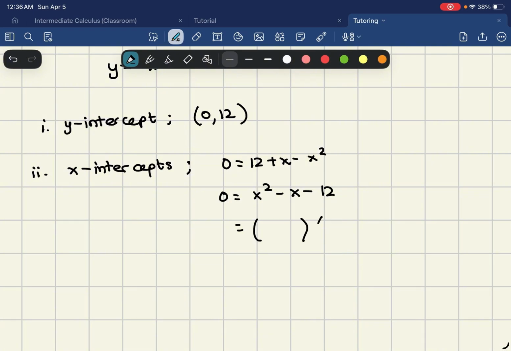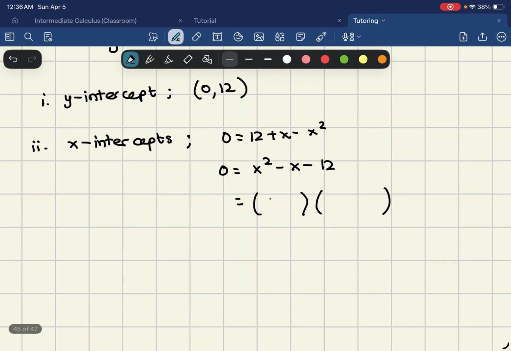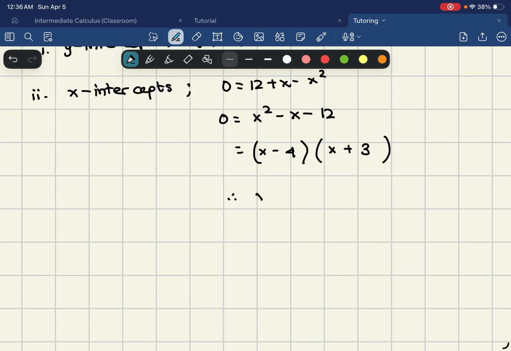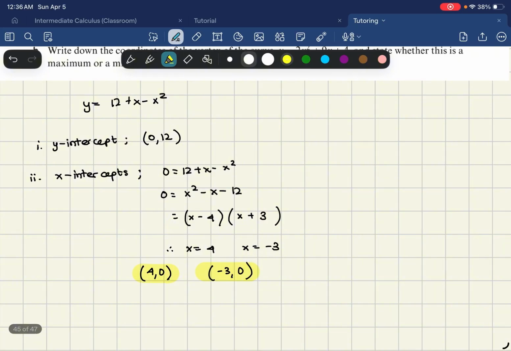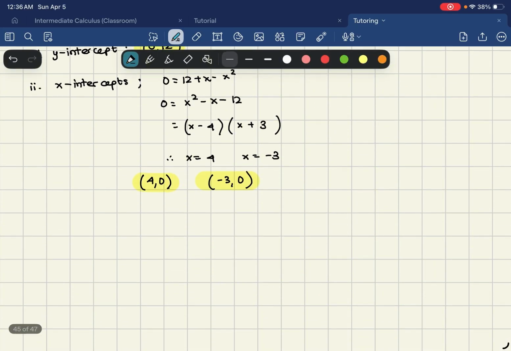And can I factorize this? Let me think. I believe so. x minus 4 times x plus 3, that should give me the solution. Therefore, x is equal to 4, x is equal to negative 3. So my solutions are 4 comma 0 and negative 3 comma 0. Those are my x-intercepts, right? This is my y-intercept.